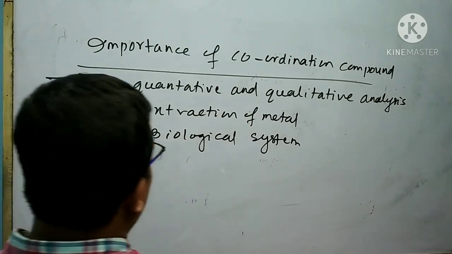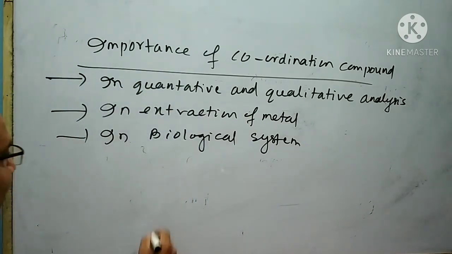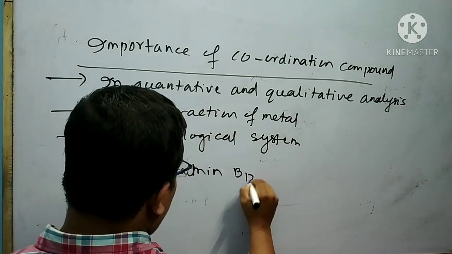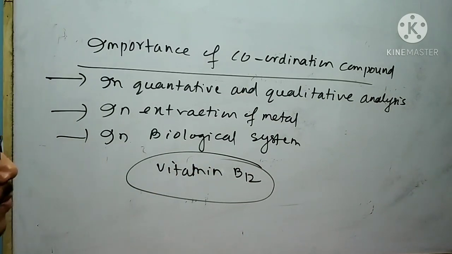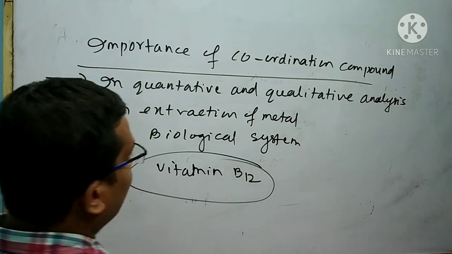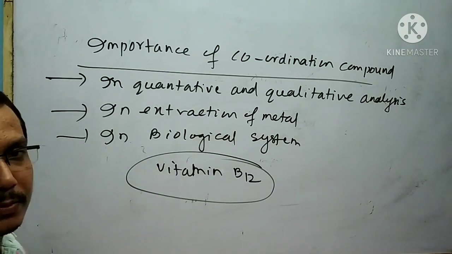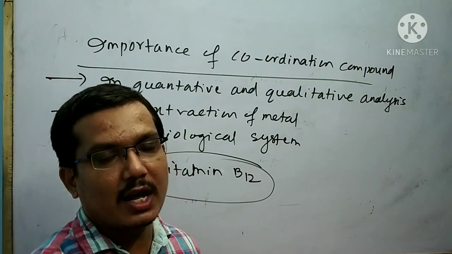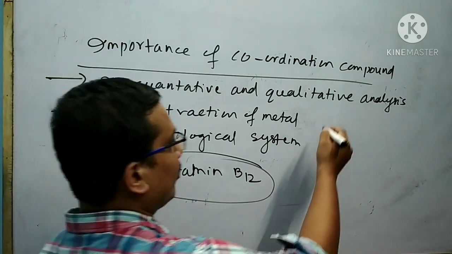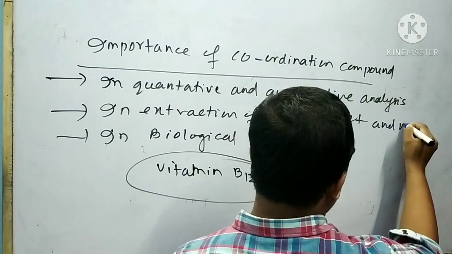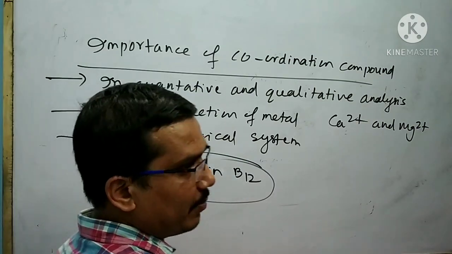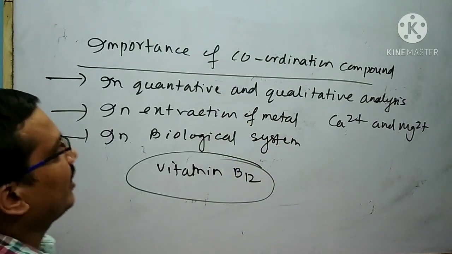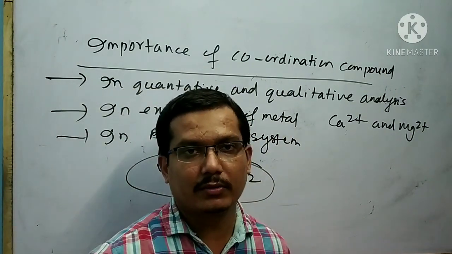In biological system, generally we think of vitamin B12. Vitamin B12 is a coordination compound. In extraction of metal, generally we think about the extraction of nickel. In quantitative and qualitative analysis, generally we think about the estimation of Ca2+ and Mg2+ with the help of ethylenediaminetetraacetic acid. These are the different importance of coordination compounds.